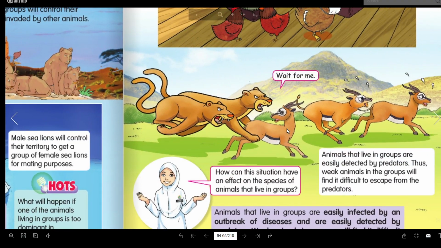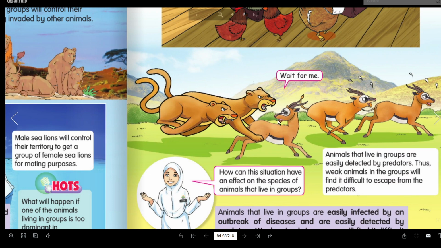In this situation, you can see there are some deer which are running from the lions. Animals that live in groups are easily detected by predators, right? Because they are in a group, predators may not catch them easily, but they can still see them easily. Like one or two animals can hide, right? But a whole group can't, right?